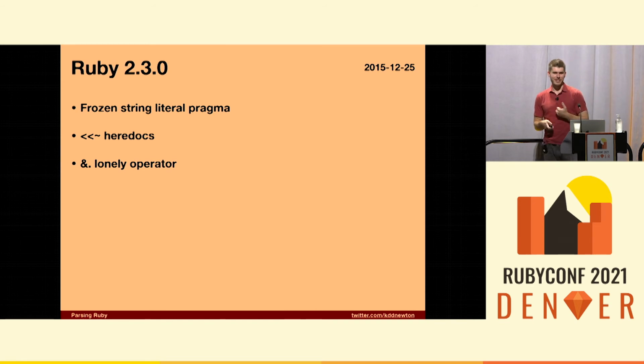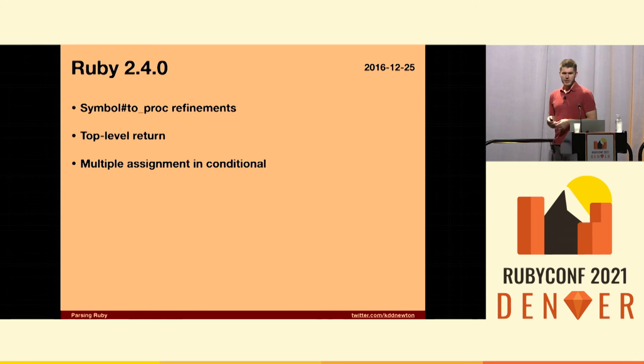Around this time, everyone starts freaking out about memory, and they start opening PRs to Rails saying .freeze, .freeze, .freeze, .freeze. The entire pull request is just .freeze. Finally, we get the frozen string literal pragma, and people can calm down with that. We get the to_proc, so you can call refinements with to_proc. We get top-level return, multiple assignments, and conditionals.